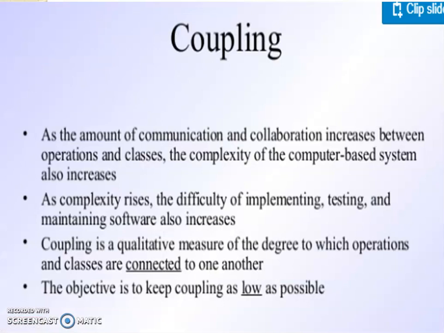And the second is coupling. As the amount of communication and collaboration increases between the operations and classes, the complexity also increases. As complexity rises, it is more difficult to implement, test, and maintain software. Coupling is a qualitative measure of how operations and classes are connected to one another. Our objective is to make it as low as possible.